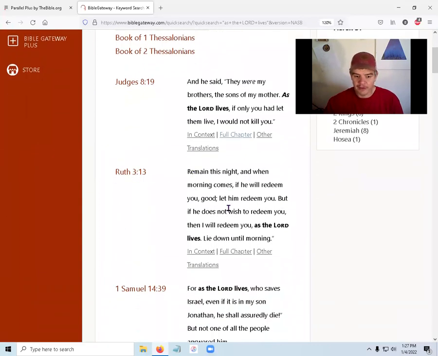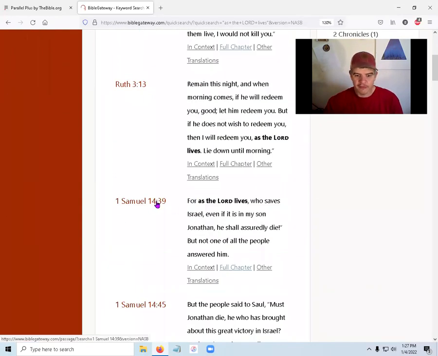Ruth 3:13, remain this night. Okay. 1 Samuel 14:39. "For as the Lord lives, who saves Israel." He's giving God a title. He's saying God saves Israel. "So as the Lord lives, who saves Israel, even if it is my son Jonathan, he shall assuredly die."